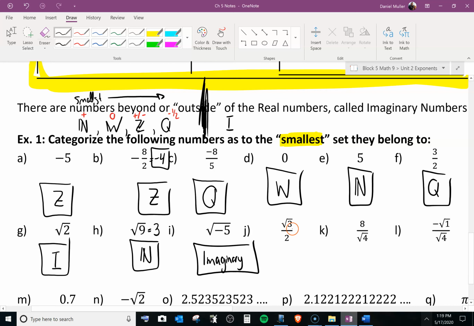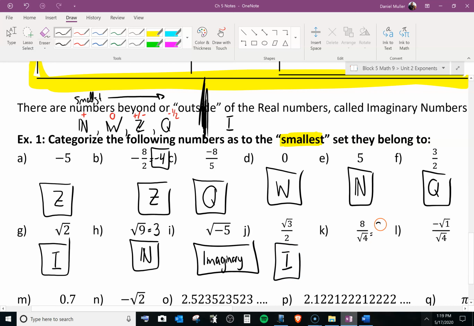Now this is a fraction, so I think, okay, it must be Q over here. But the square root of 3 screws it up. I don't know what the square root of 3 is. Square root of 3 is some really weird forever decimal number, so I'm going to call that irrational. Whenever it's a square root of something I don't know, I call it irrational.